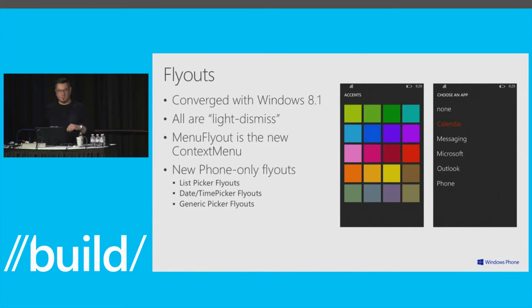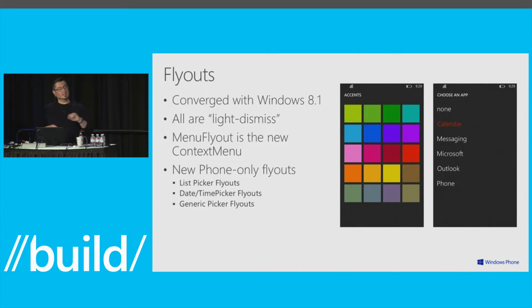Flyouts. Flyouts were something new in Windows 8.1. They're converged with it. If you have a menu flyout, it works the same between Windows and Windows Phone. Flyouts are sort of lightweight bits of transient UI. So you want a little menu to pop up, that's a flyout. You want sort of a dialog to float over your application without navigating to another screen, that's a flyout. Places where you just put like little pickers or little menu items, flyouts.